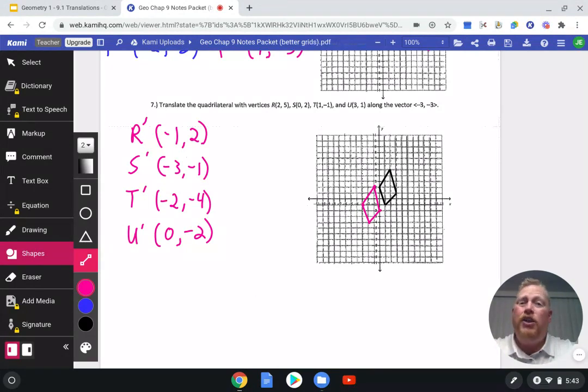You can, and that's definitely a good way to double check your work. However, on the test and quiz, it's going to be looking for, can you write out the coordinates of the vertices? So it's good to do both.